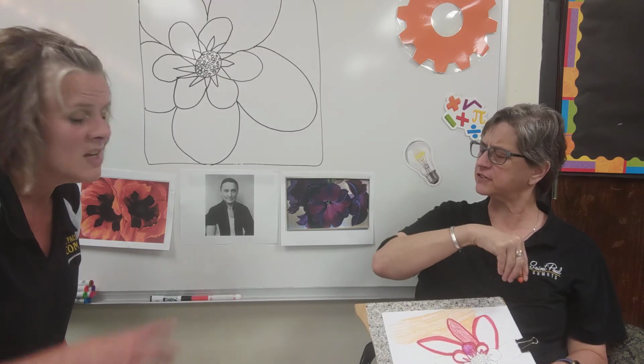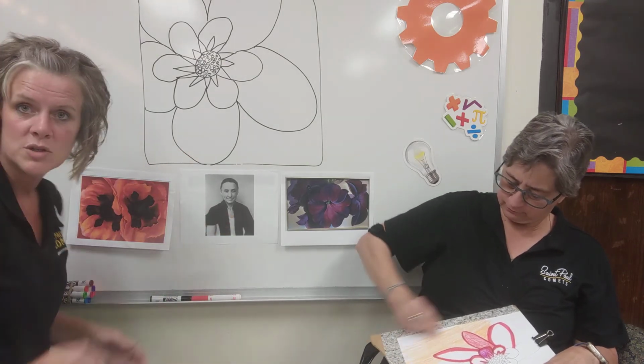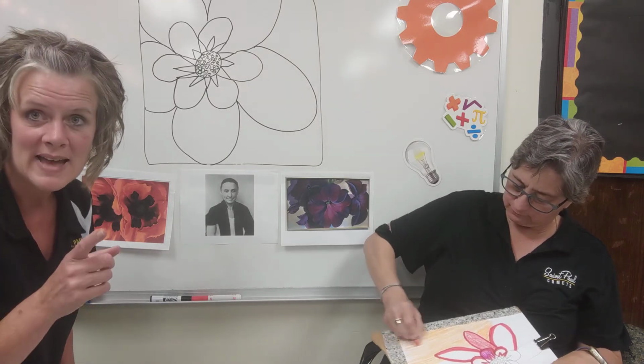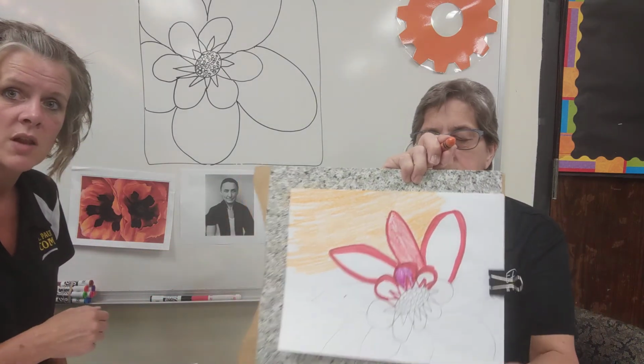That would be pretty cool. But it should start kind of off to the side so you can make sure that it goes off the page, because that was the special thing that Georgia O'Keeffe kind of did with her flower pictures. So don't forget. Oh wait, let's have her show you really quickly. So she decided to do orange in the background, and she's coloring that.